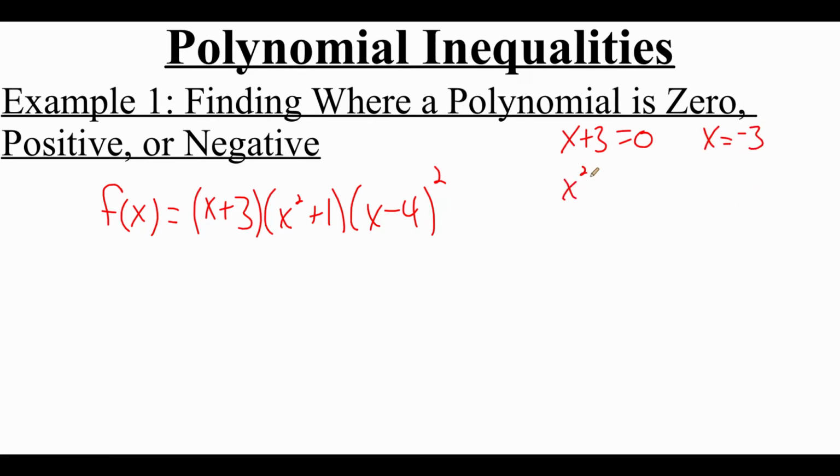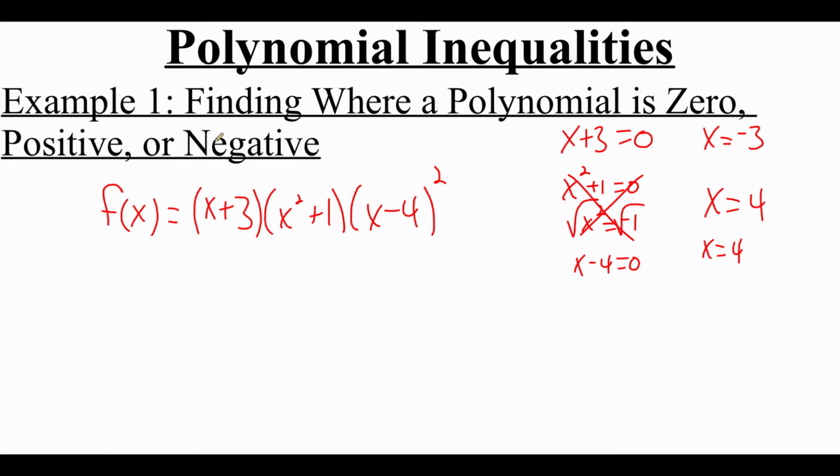If I tried to take the x squared plus 1 and set that equal to 0, I would have to subtract the 1 over to the other side, so I would get x squared equals negative 1. But then I would have to try to square root that, and I can't square root negative 1. So that factor doesn't give me any zeros. And then for my last factor, (x minus 4) squared, we would take the x minus 4 and set it equal to 0. I would add the 4 over to the other side, so I would get a 0 at x equals 4. But since this is a squared term, we're technically getting x equals 4 twice. So my function is equal to 0 at the x values of negative 3 and at 4.